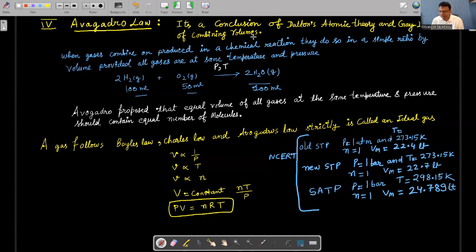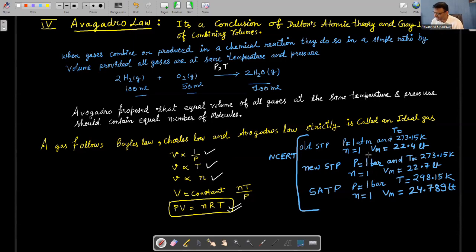And if we combine Boyle's law, Charles' law, and Avogadro's law, then combining all these three, we can derive the ideal gas equation. So we can say that a gas that follows Boyle's law, Charles' law, and Avogadro's law is strictly called an ideal gas. And of course, Gay-Lussac's law is derived from Boyle's law and Charles' law, so an ideal gas will also follow Gay-Lussac's law.